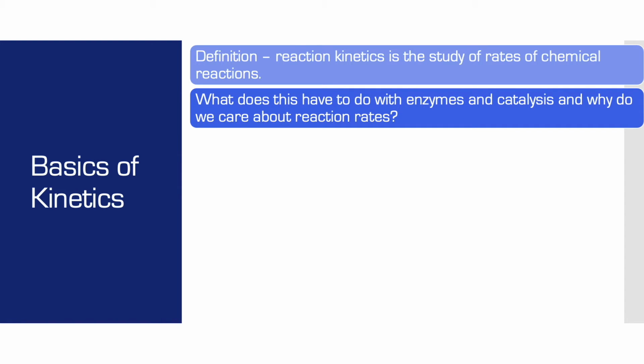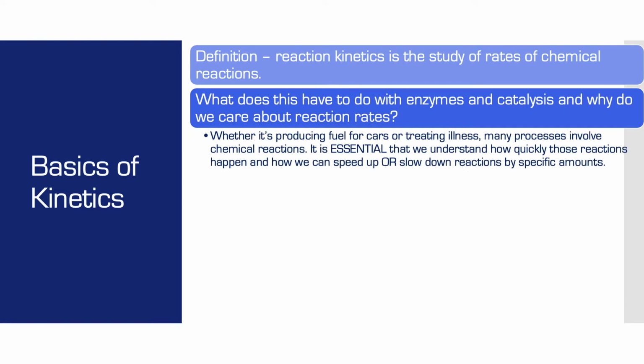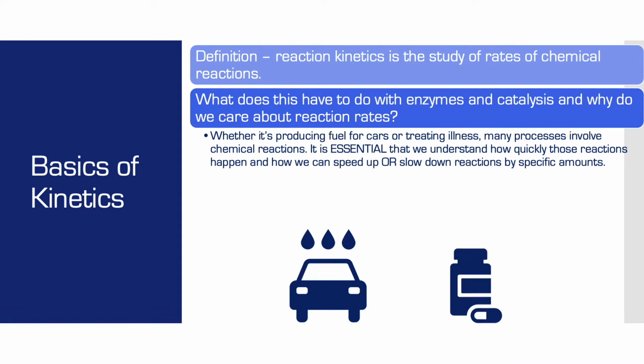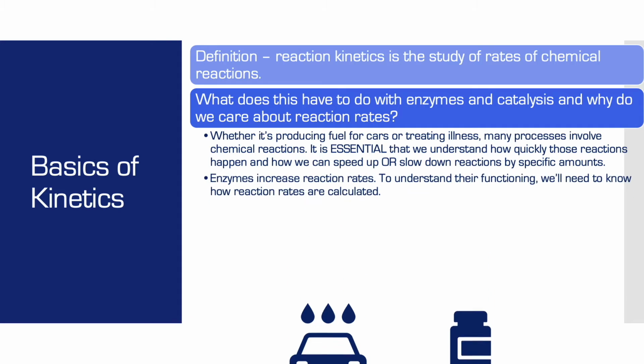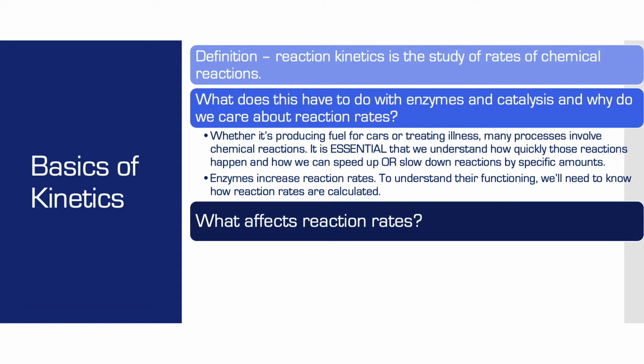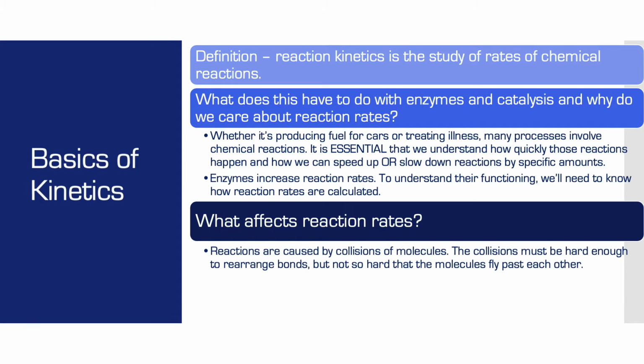Reaction kinetics is the study of rates of chemical reactions. So what does this have to do with enzymes and catalysis, and why do we care about reaction rates? Whether it's producing fuel for cars or treating illness, many processes involve chemical reactions. It is essential that we understand how quickly those reactions happen and how we can speed up or slow down reactions by specific amounts. Enzymes increase reaction rates, and to understand their functioning, we'll need to know how reaction rates are calculated.